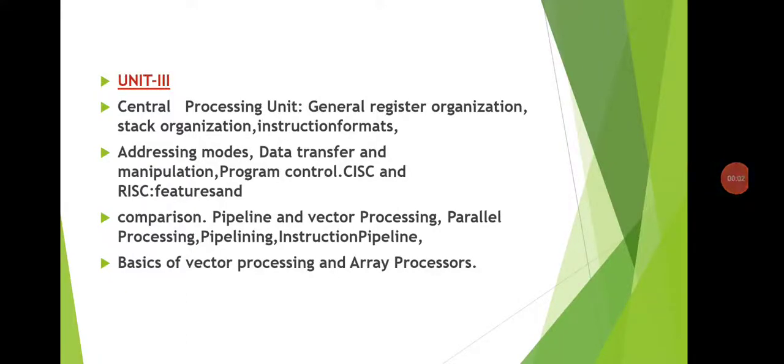Hello friends, in today's class we will start with our third unit, which is completely dedicated to the CPU part. In this unit we will study the central processing unit. So let us come to the syllabus.